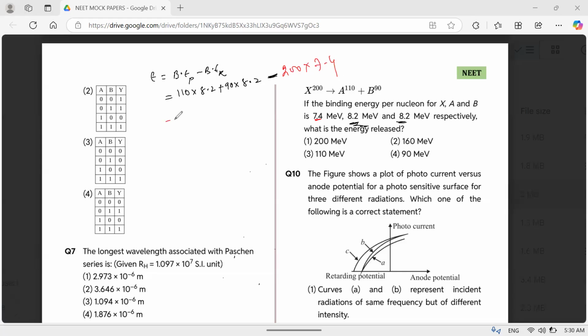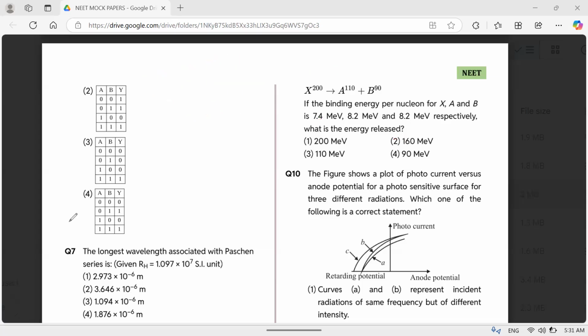We did this so many times. See the calculation, you get the answer. Make it fast. You should remember this formula when binding energy per nucleon is given: binding energy released is equal to binding energy of the products minus binding energy of the reactants. Second option. How much? Second option, 160 mega electron volt. Got it, everyone? Yes. Sure.